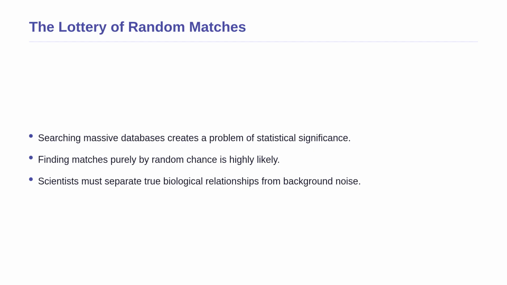This massive scale we just visualized introduces a completely new challenge when we actually try to use the data. Because these databases are so massive, searching through them creates a mathematical problem regarding statistical significance. If you search a database containing billions of sequences, you are bound to find some matches purely by random chance, just like winning the lottery. A random match does not mean the sequences share an evolutionary history. It is just background noise.